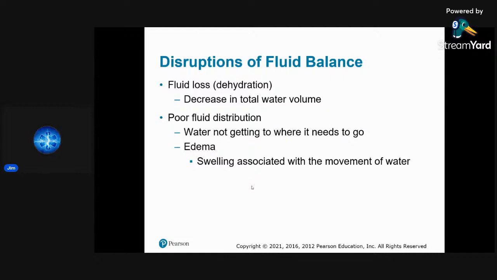Fluid loss is dehydration, a decrease in total volume. We can get this by someone being sick for a few days with extreme vomiting and diarrhea. They could become dehydrated. Being out in hot weather, you're not replacing fluid, you sweat all that out, you can become dehydrated. Poor fluid distribution is water not getting where it needs to go, right? And edema is swelling associated with movement of water. We talked about earlier this fluid or water leaking out of either the cell or the capillaries into the third space, causing edema.